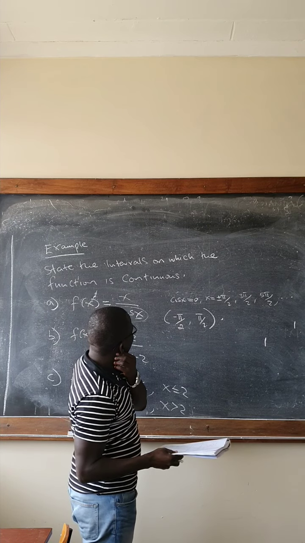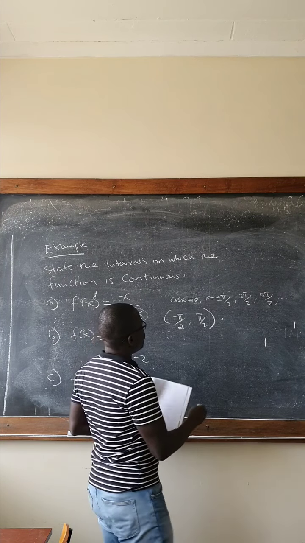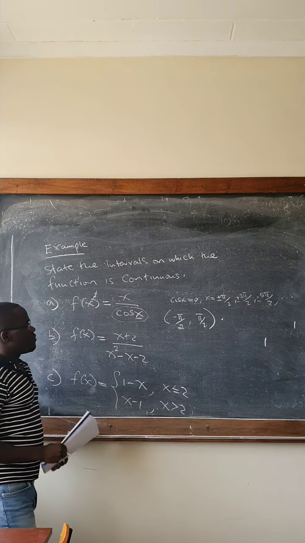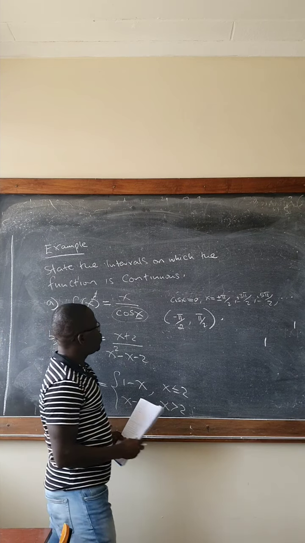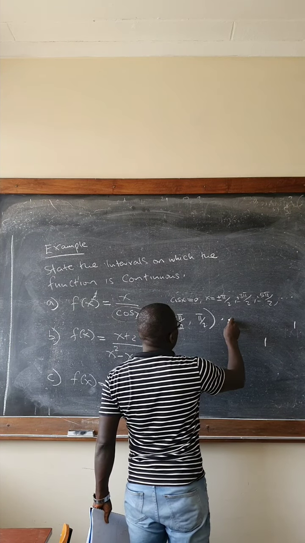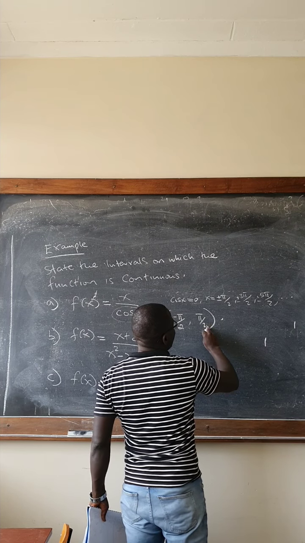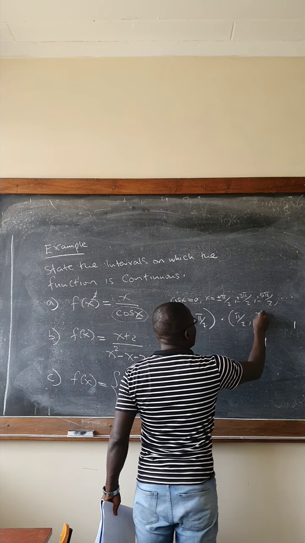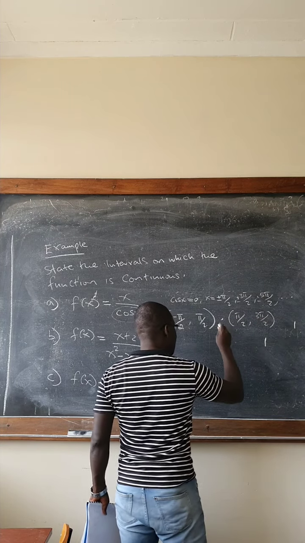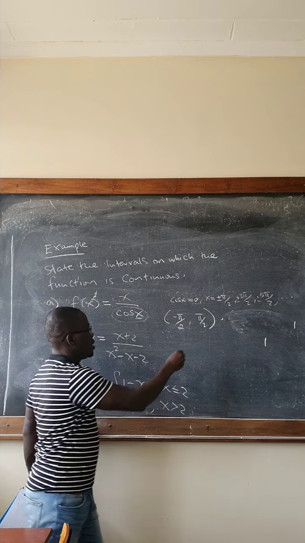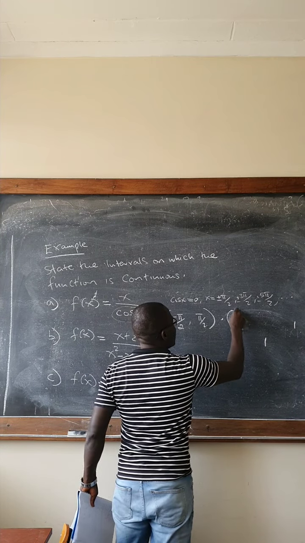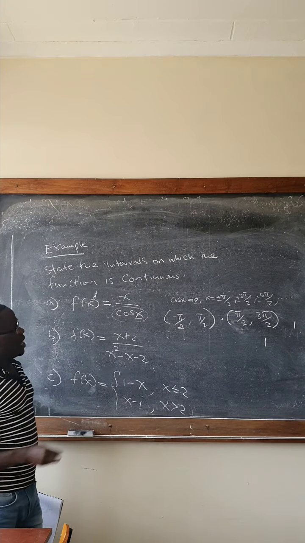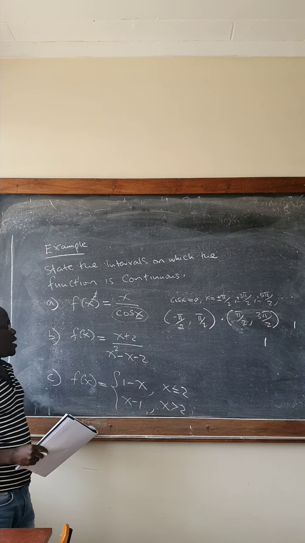You can say there is also a plus or minus. For example, you have 3 pi by 2 to 5 pi by 2, pi by 2 to 3 pi by 2, 3 pi by 2, and so on. So I'll use pi by 2 to 3 pi by 2, and then 3 pi by 2 to 5 pi by 2, and so on.